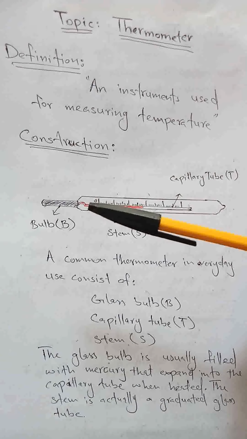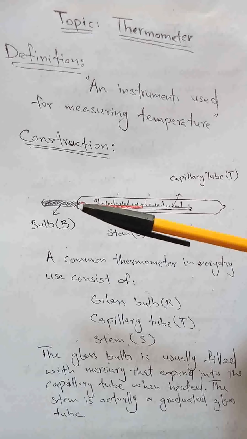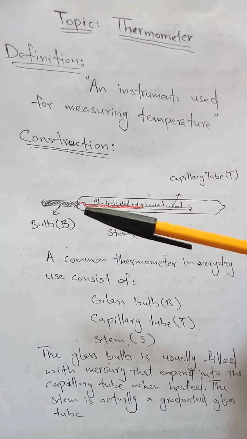There is a constriction just above the bulb. It is used to prevent the mercury from falling back during expansion.